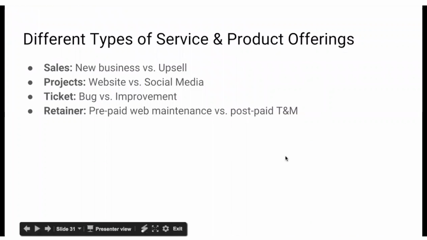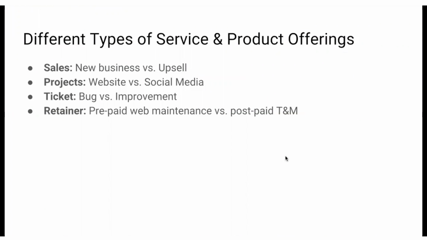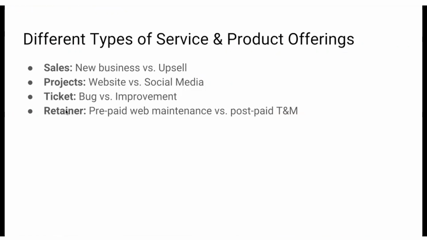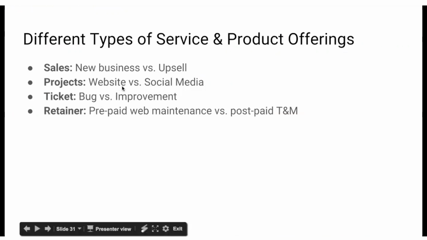So some other examples of service and product offerings: on the sales side, you might have a different type for new business versus upsell. For projects, website might be different than social media. And we already went over, in this example, a retainer, where it might be prepaid versus a postpaid retainer. And you can have as many types as you want, it's just not binary like this.